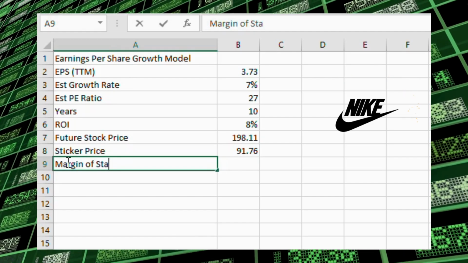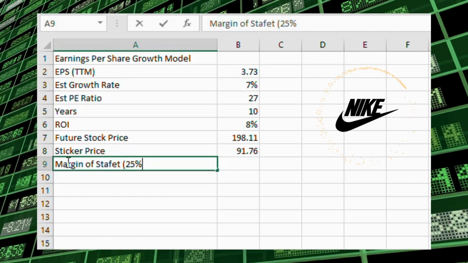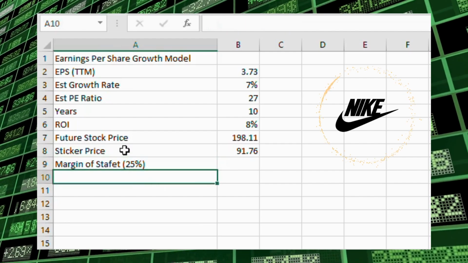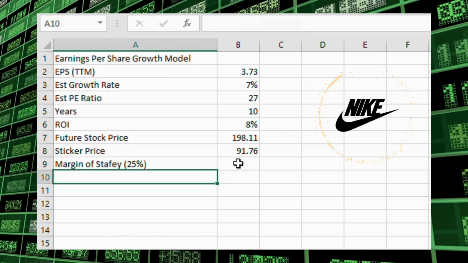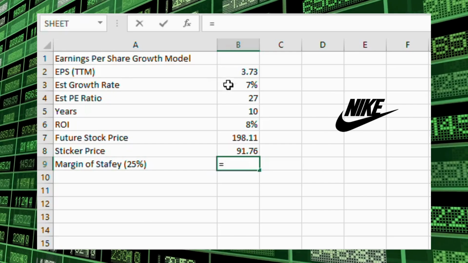Step 9. In A9, label this section margin of safety 25%. To calculate this, multiply the sticker price by 0.75 to apply a 25% margin of safety.